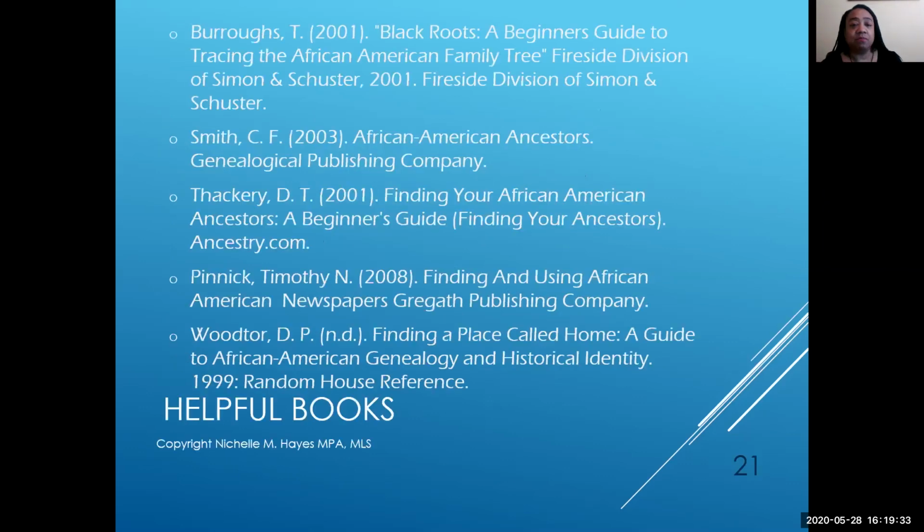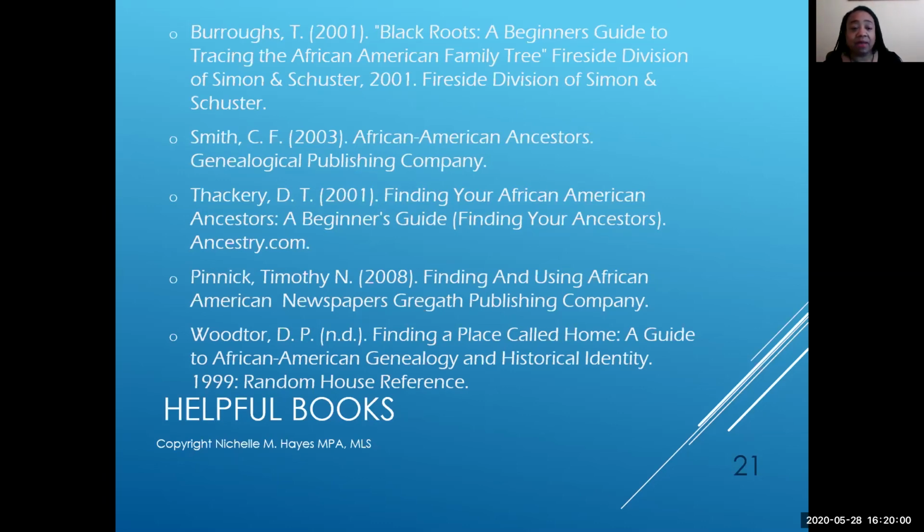So here are some books that will help you on your search. That first book is Black Roots, A Beginner's Guide to Tracing the African American Family Tree. That's an excellent book. It tells you about some pitfalls to avoid. I would highly recommend that you put that in your personal library. The next one is African American Ancestors, another great book. Then we have Finding Your African American Ancestors, A Beginner's Guide.